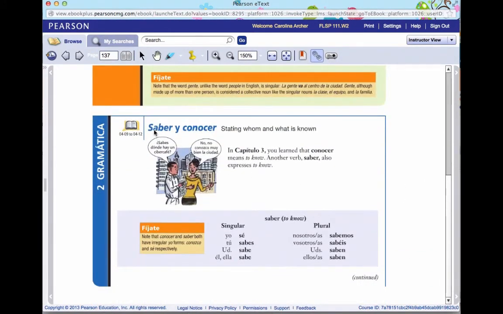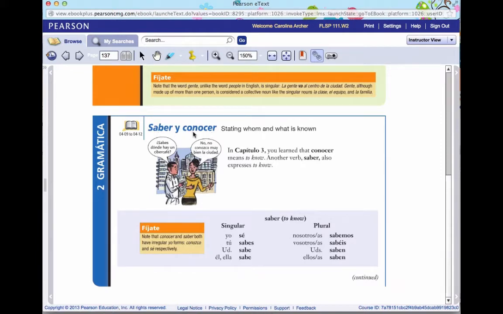Okay, so saber y conocer. Saber y conocer are two verbs that mean to know. They're twin verbs, like ser y estar. Okay, in English you only use to know. Okay, we looked at conocer in chapter 3, so if you want to go back and see how it's conjugated, you can do that. Conocer is irregular only in the yo form. Okay, the rest of the persons are regular.